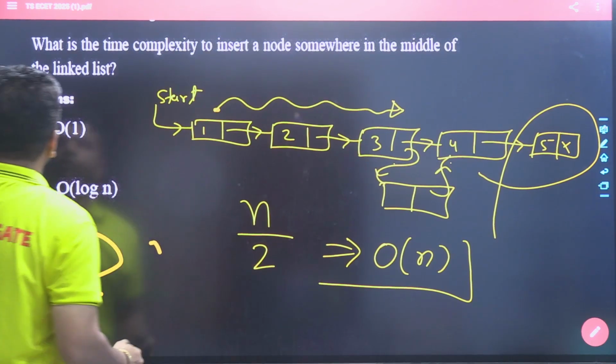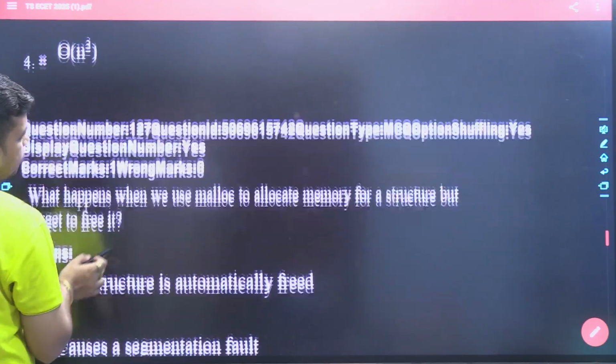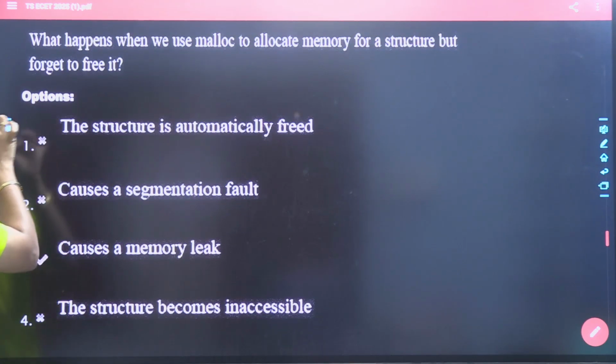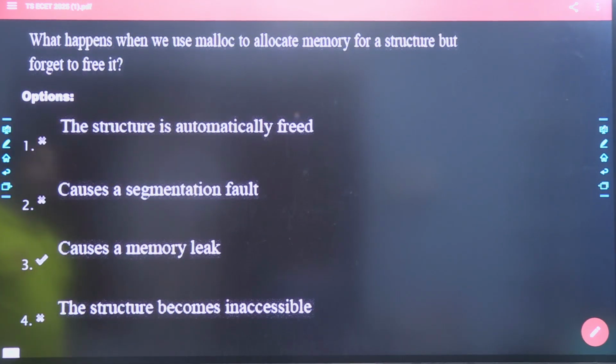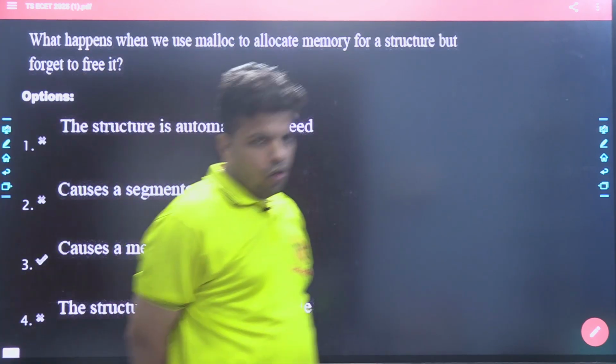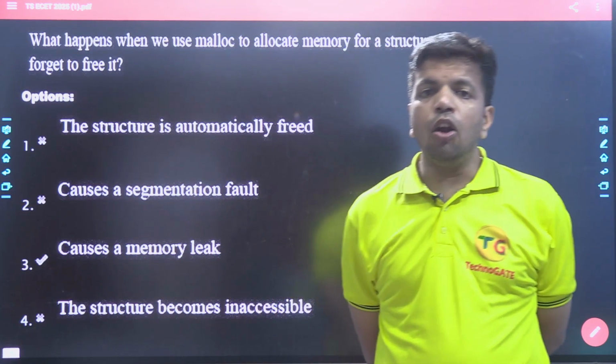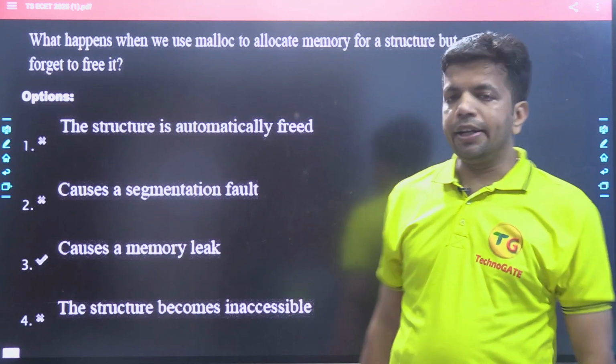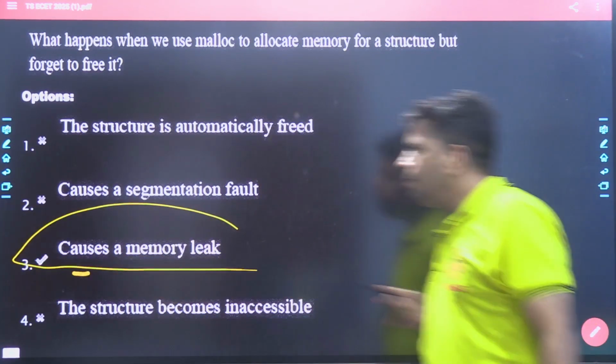Let's move to the next one. Question number 27. What happens when we use malloc to allocate memory for a structure but forget to free it? If you allocate memory using malloc but forget to free it, then it causes a memory leak.